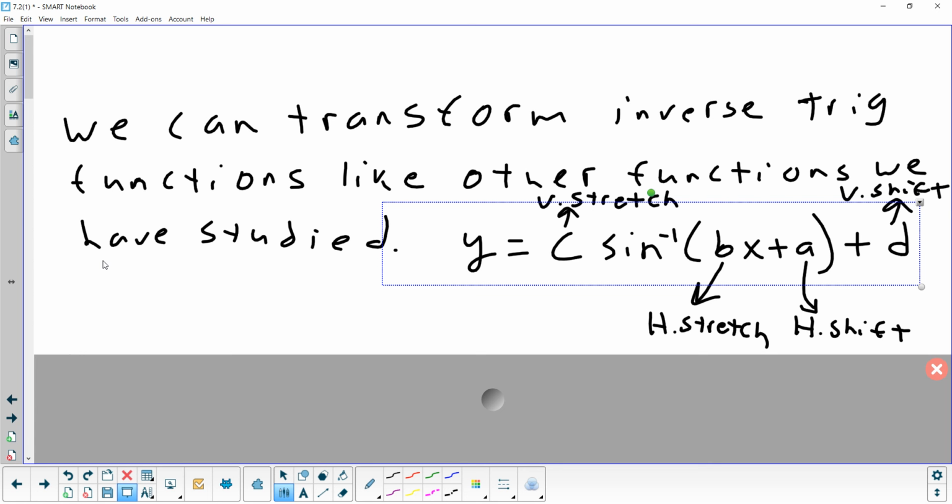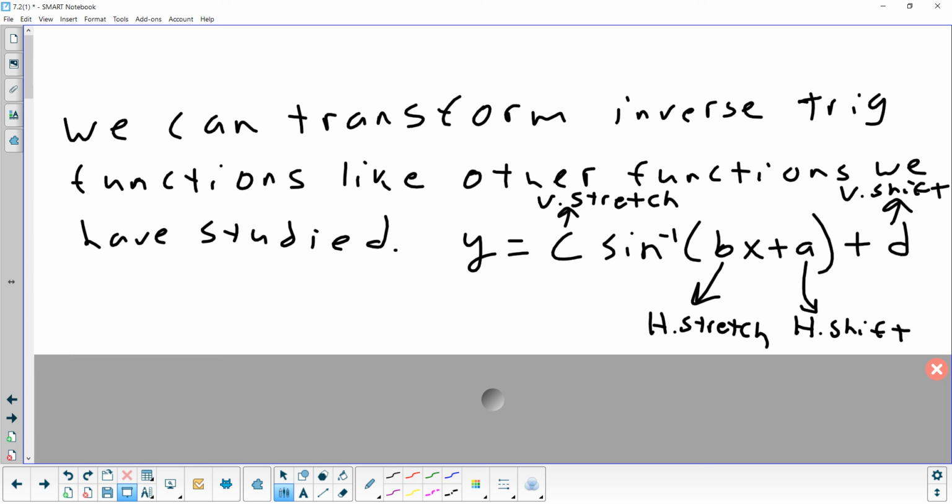With C and D, you don't do the opposite. If you make C a number like 10, that's a stretch by 10. If you make C 1/3, that's a stretch by 1/3, or you could really say compression. With D, if D is positive, which way would your graph move? Yep. Up. And if it's negative? Down. Okay.